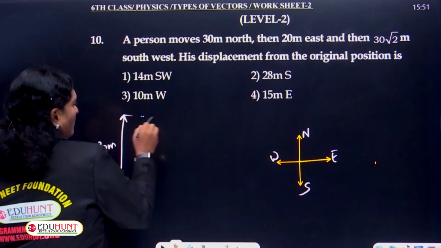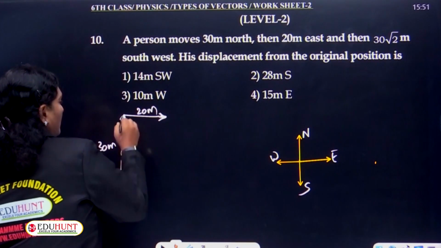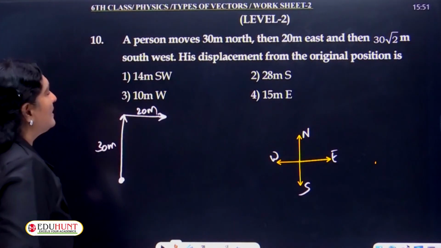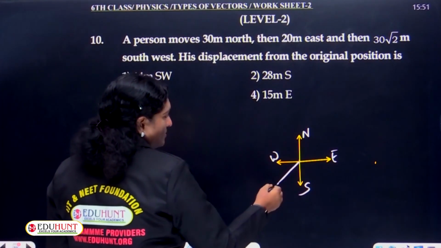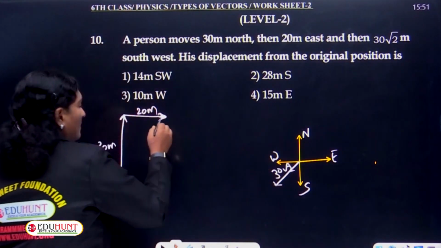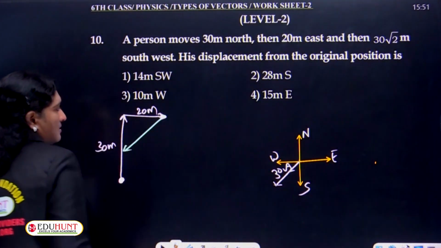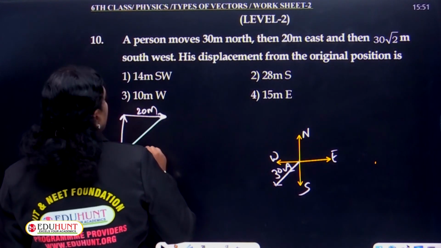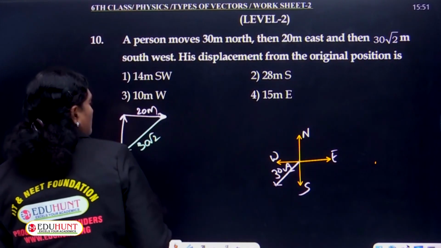Again from here, he moves 20 meters towards east. This is 30 meters and here it is only 20 meters. Then 30 root 2 meters southwest. Where is southwest? Here it is west and here it is south. So southwest means something like this, 30 root 2. So from here, this person must be moving in the southwest direction. With what value? How much, children? It is 30 root 2 meters.